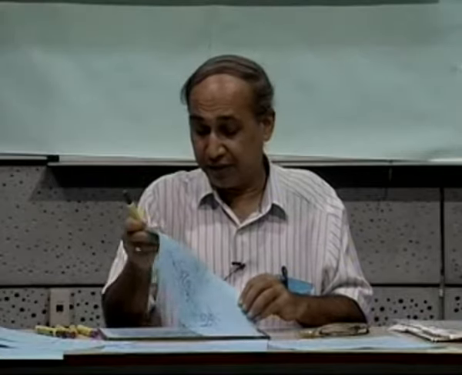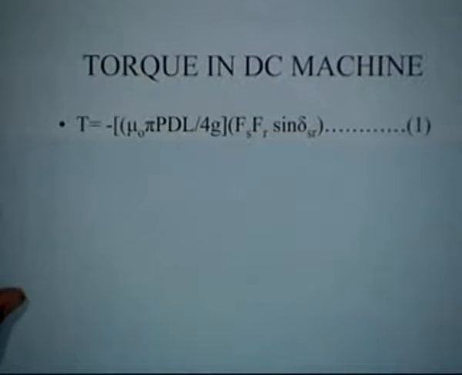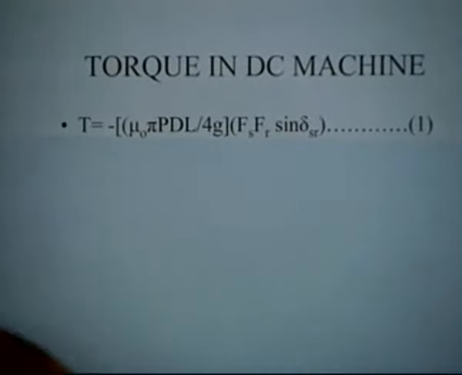Now with this clarification we can go to the torque in different machines. We have got the general expression for torque, and let us see which one to use for which machine. Again that requires a little knowledge of the machine and also a distinction of what to use. In a DC machine we want to know the torque. What happens in a DC machine?